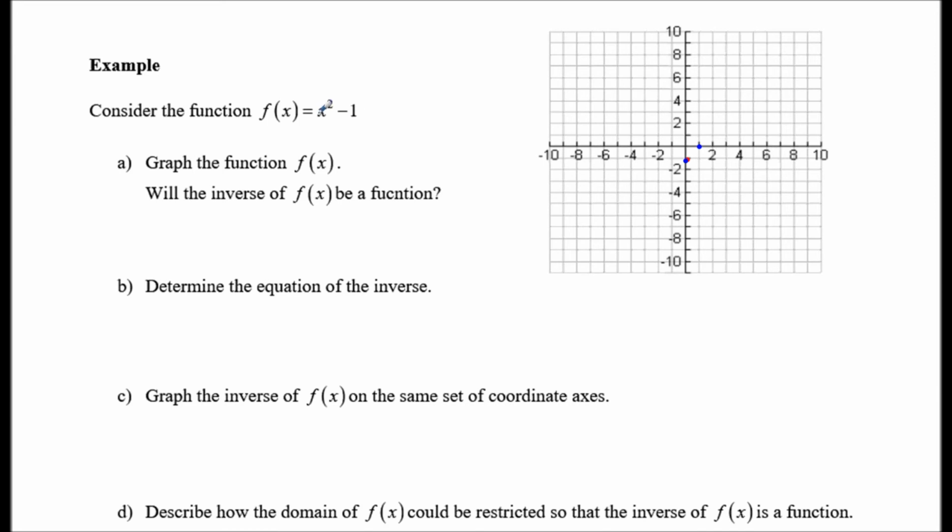Bang. Put a 2 in. 2 squared is 4, minus 1 is 3. 2 comma 3. Put a 3 in. 3 squared is 9, minus 1 is 8. Oh, well, that was nice. I can now see on the right side, this thing looks something like that. I apologize. Hopefully you'll do a better job of graphing.